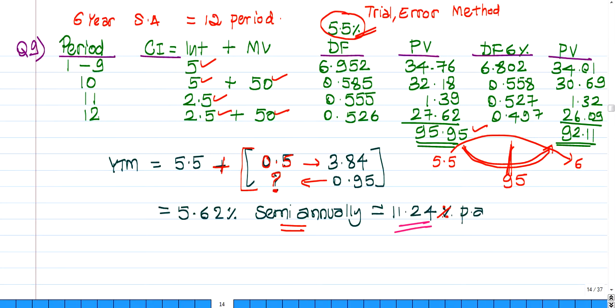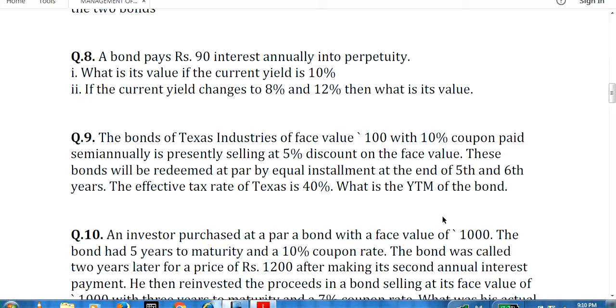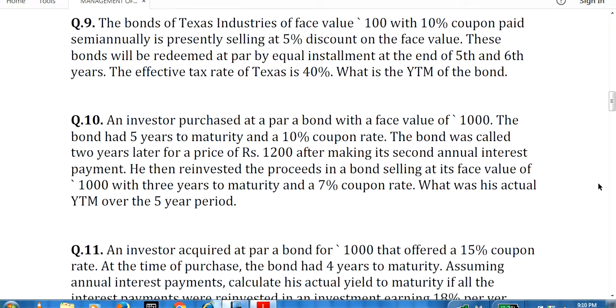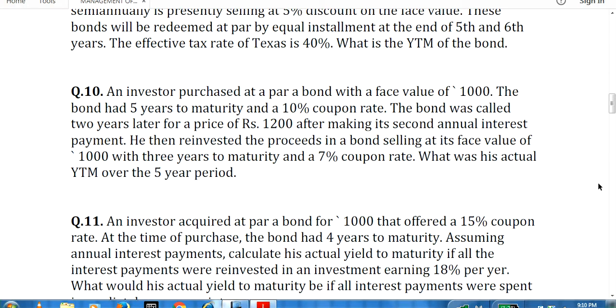Okay, let us move on to question number 10. An investor purchased at par a bond with a face value of 1000. The bond had 5 years to maturity and a 10% coupon rate. The bond was called 2 years later for a price of 1200 after making its second annual interest payment. He then reinvested the proceeds in a bond selling at its face value of 1000 with 3 years to maturity and a 7% coupon rate.